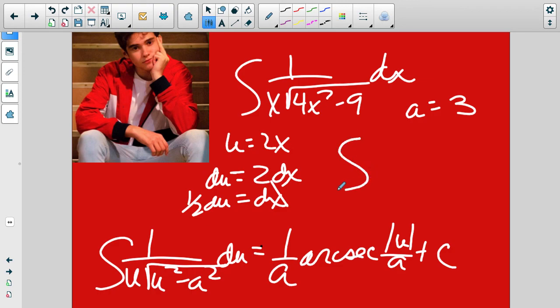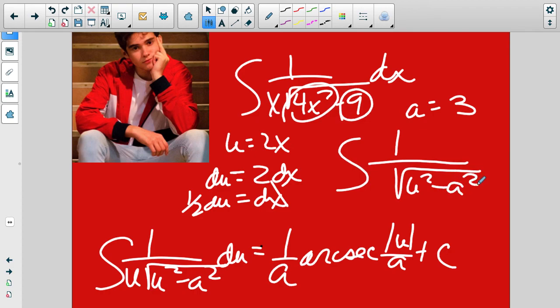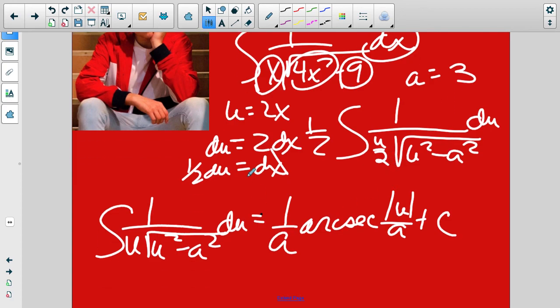All right, this is the integral of 1 over. I have the square root. That is u squared. This is a squared. Dx is 1/2 du. But what am I going to do with that? What is x? It's 1/2 of u, isn't it? So I'm going to write this as u over 2. Okay? So now, let me move this down.